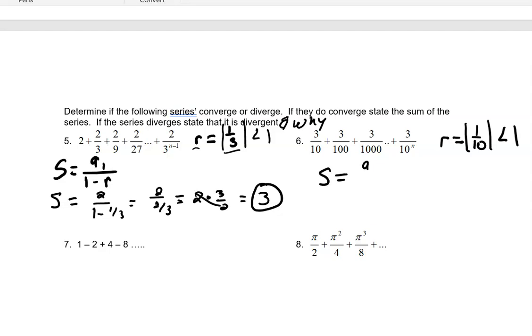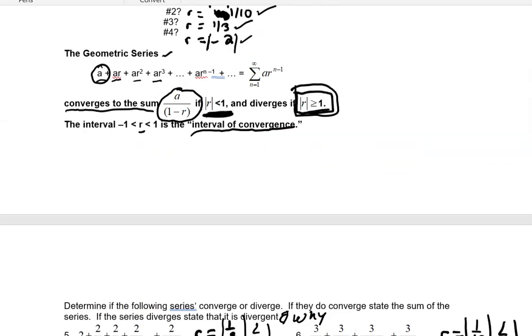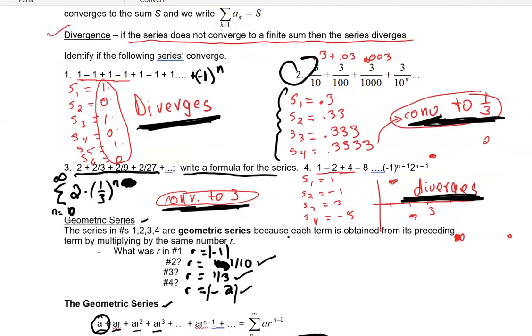And our sum should be the first term divided by 1 minus our common ratio. So for this problem, our first term was 3/10. We would divide that by 1 minus the ratio of 1/10. So that leads us to 3/10 divided by 9/10, which is, the 10s would cancel, 3/9 for a sum of 1/3. Same thing that we saw when we did our partial sums earlier. Okay.